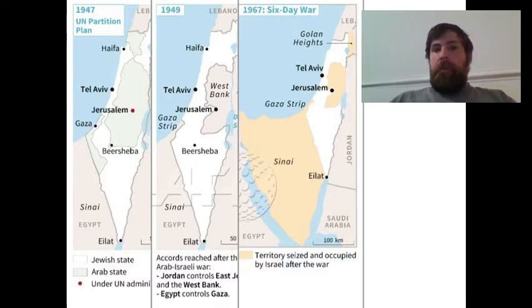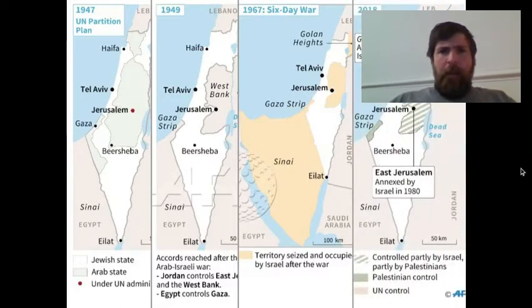Through different peace treaties, many of these territories were given back, like Sinai was given back to Egypt. But by 2018, this is what the map looks like. The Gaza Strip and the West Bank are places where Palestinians live, where they have some control, but which are part of Israel and are being controlled by a Jewish state.